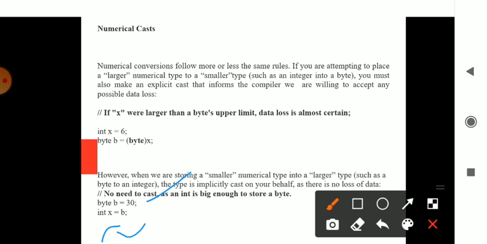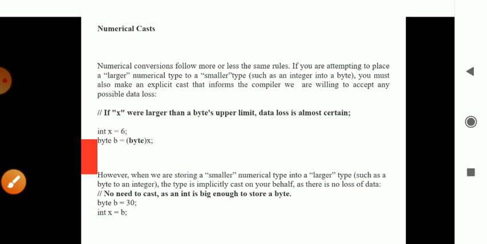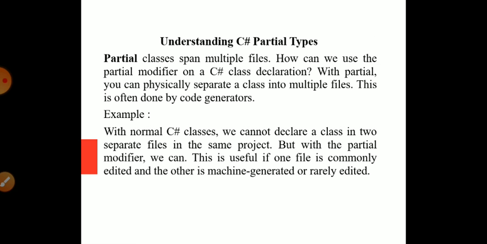You can put a smaller one into a bigger one, but into a smaller one you cannot put a bigger one. That is the concept of numerical casting. Okay, this is an example which we have learned. And next is partial types. One of the new concepts which you will be learning in C# is partial types.